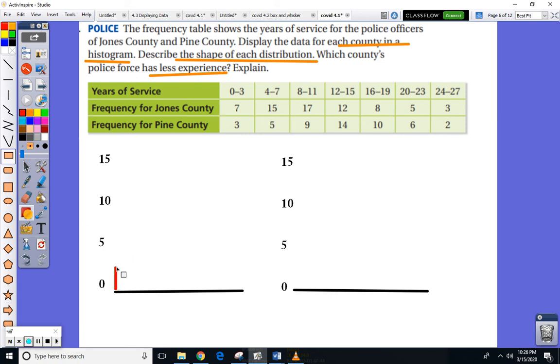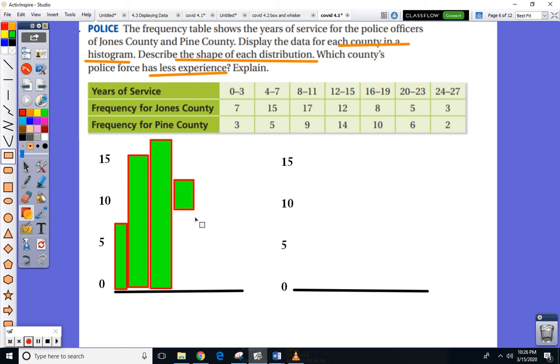Let's see if we can do this. First one goes up 7. Next one goes up 15. Then 17. Then 12. Then 8. Then 5. And then 3. See how that one tails off to the right? Skewed right. Let's try the other one.